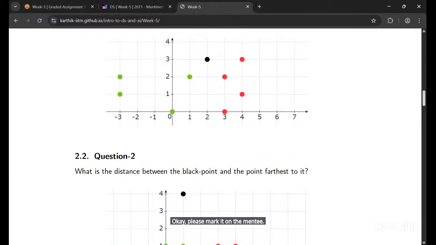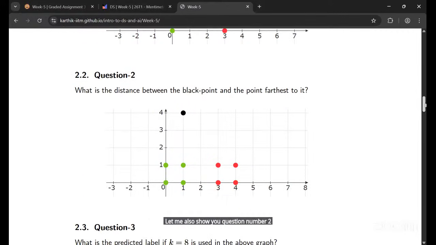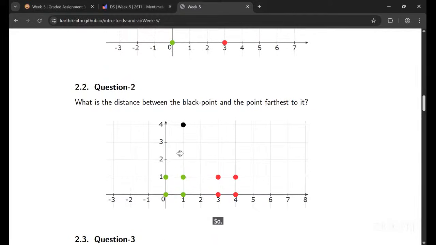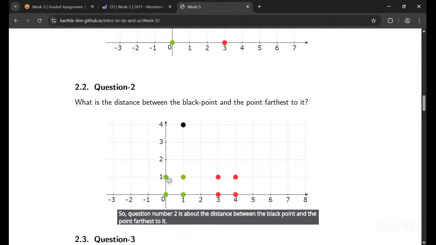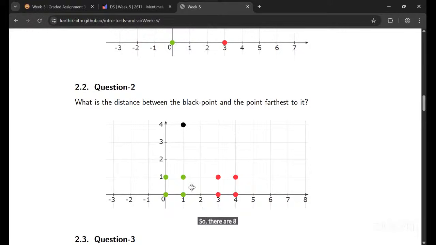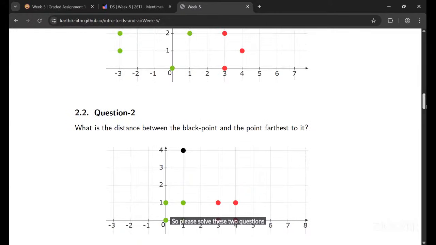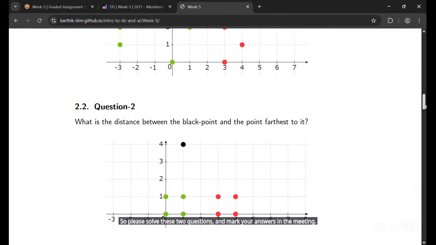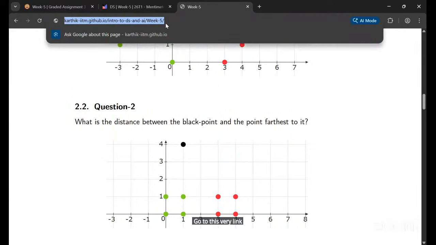Let me also show you question number 2 before going back. Question number 2 is about the distance between the black point and the point farthest from it. There are 8 points here, 4 green and 4 red. First, you need to identify which is the farthest point from this black point, and then give me the Euclidean distance for the same. So please solve these 2 questions and mark your answers in the Menti. Go to this very link, okay? You can access the questions here.